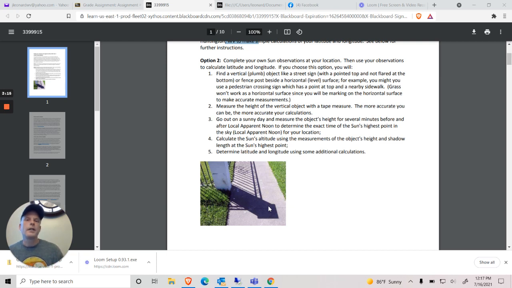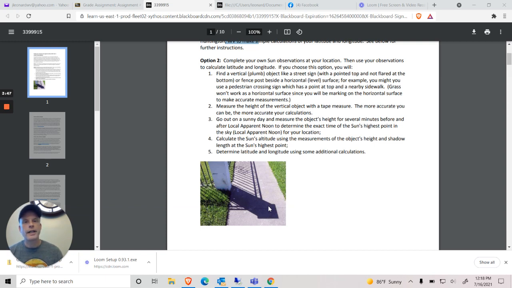So what I've done numerous times is I've scouted out a fence post, for example, that's right beside a sidewalk. And I would be able to measure the height of the fence post, and I've been able to measure the shadow that it casts on the sidewalk. And as long as you're able to measure the shadow and get the time exactly of the shortest shadow on a particular day, then we'll be able to calculate your latitude very close and your longitude of your location.